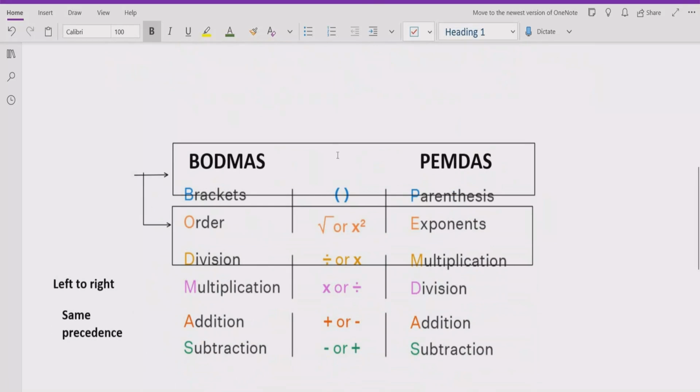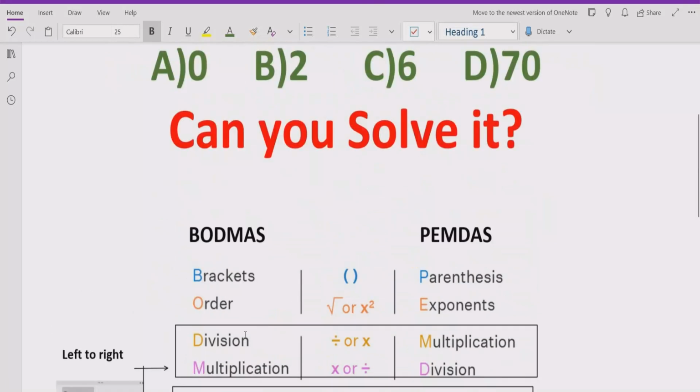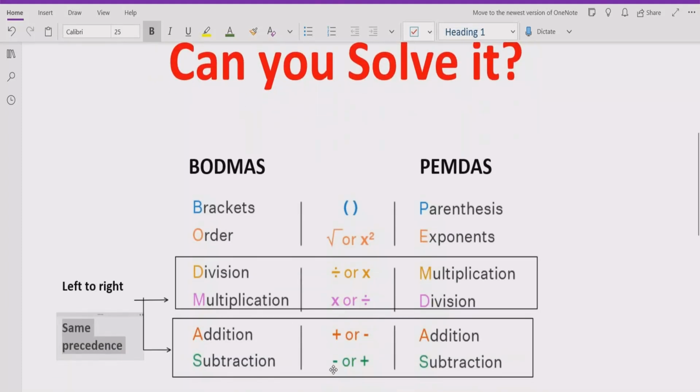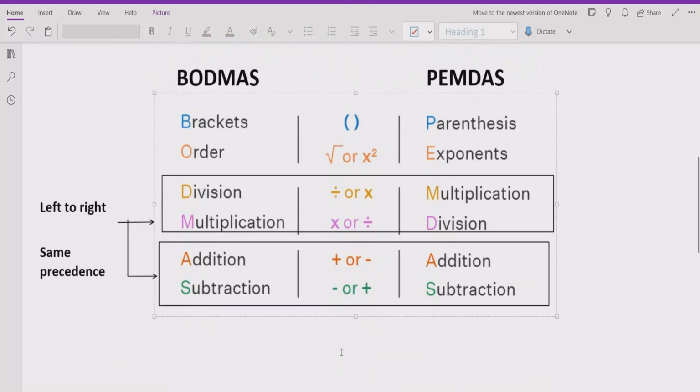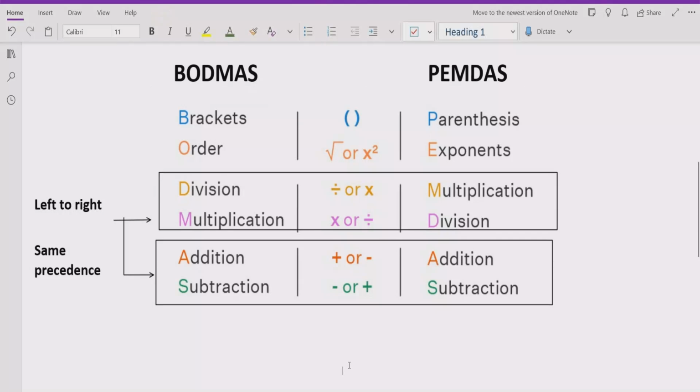Now let's recall the rules which we can apply to solve the given expression. Here we will discuss two rules, the BODMAS and PEMDAS rule. These rules we can apply to solve any arithmetic expression. And the rule says if your expression contains any bracket or parenthesis, you have to solve that part first in your expression. After the bracket, you have to see the power or exponent of any number.